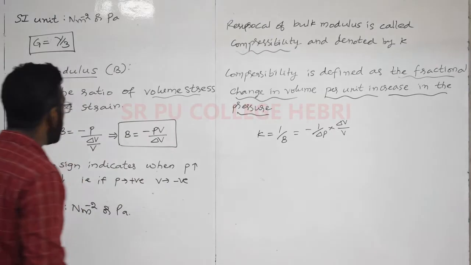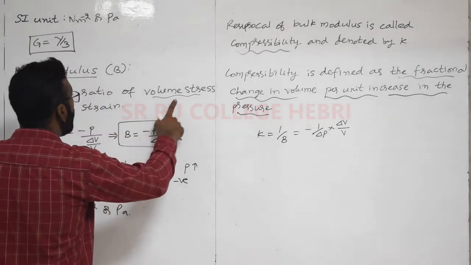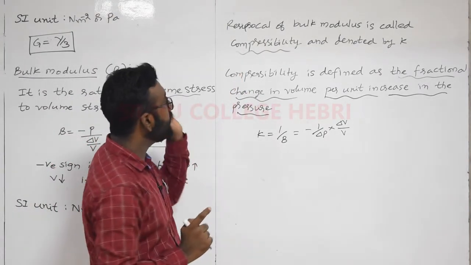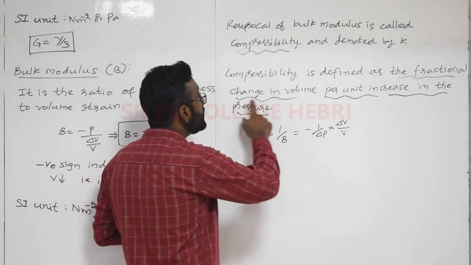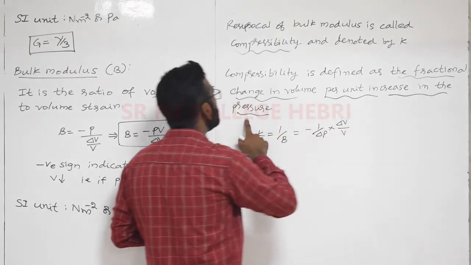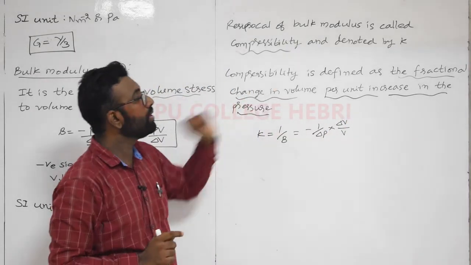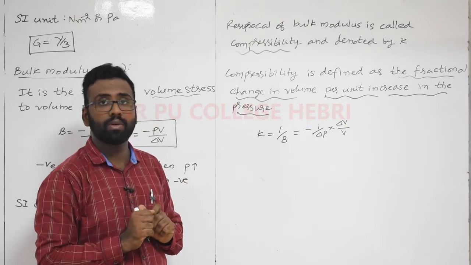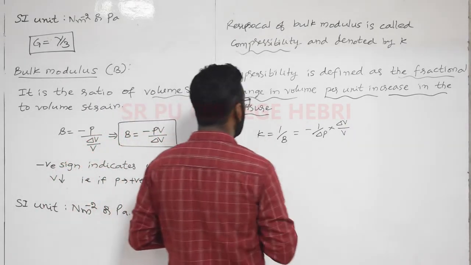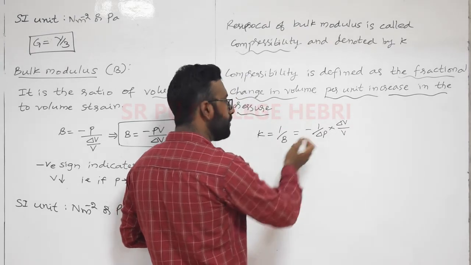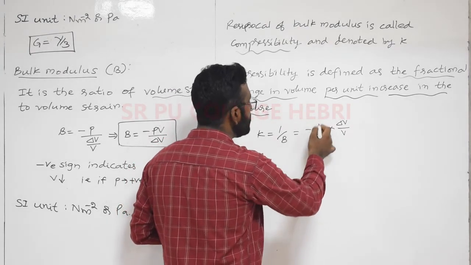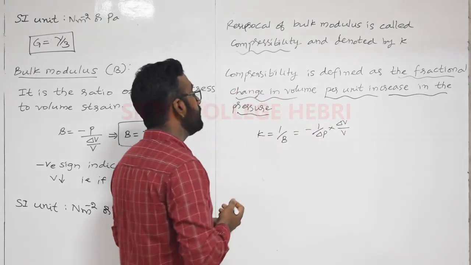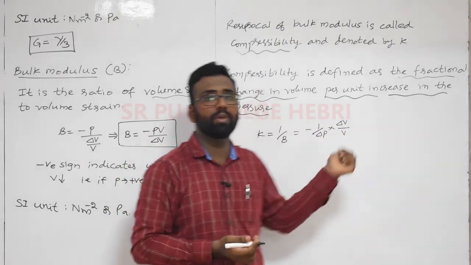So bulk modulus tells you the ratio of volume stress to volume strain, and compressibility tells you the fractional change in volume per increase in pressure. Here you need to know that volume is going to decrease. So K will be equal to 1 by B, or we can simply write it as minus 1 divided by delta P into delta V divided by V. Okay, delta V by V.